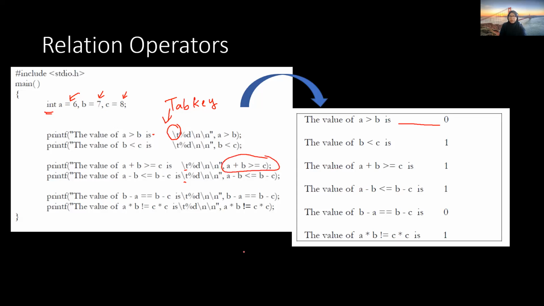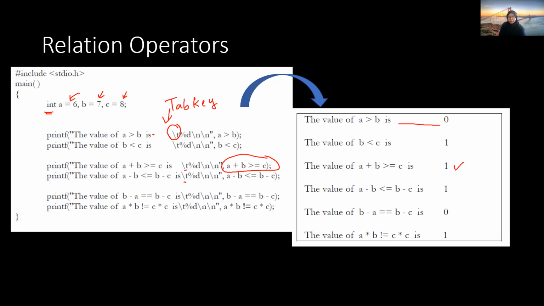A plus B is bigger than C. So which one is evaluated first? Is it the arithmetic or the relation operator? In this case, with relation operators and arithmetic, you do the arithmetic first, add first. So A plus B is 6 plus 7, that is 13. 13 is bigger than 8, so that's why the value is true.